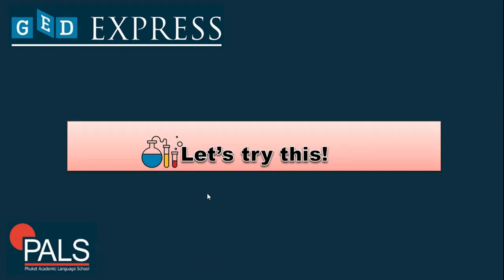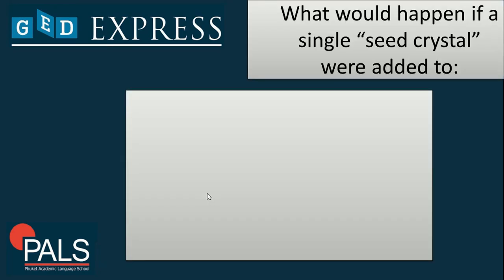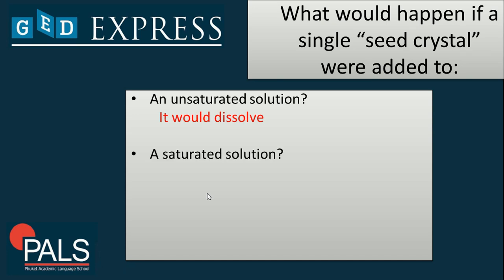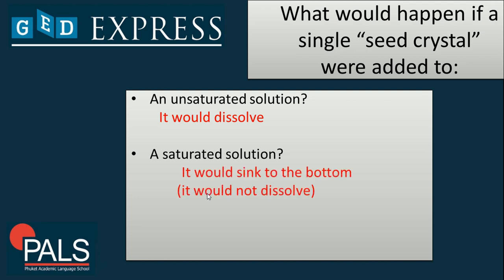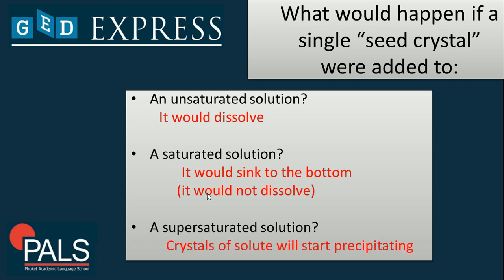Now, since you already have an understanding about solutions and solubility, including the factors of solubility, let's try these examples. What would happen if a single seed crystal were added to an unsaturated solution? The answer is that it would dissolve. How about a saturated solution? You're right, it would sink to the bottom and it would not dissolve. How about a supersaturated solution? Exactly. Crystals of solute will start precipitating. That means it will not be dissolved.